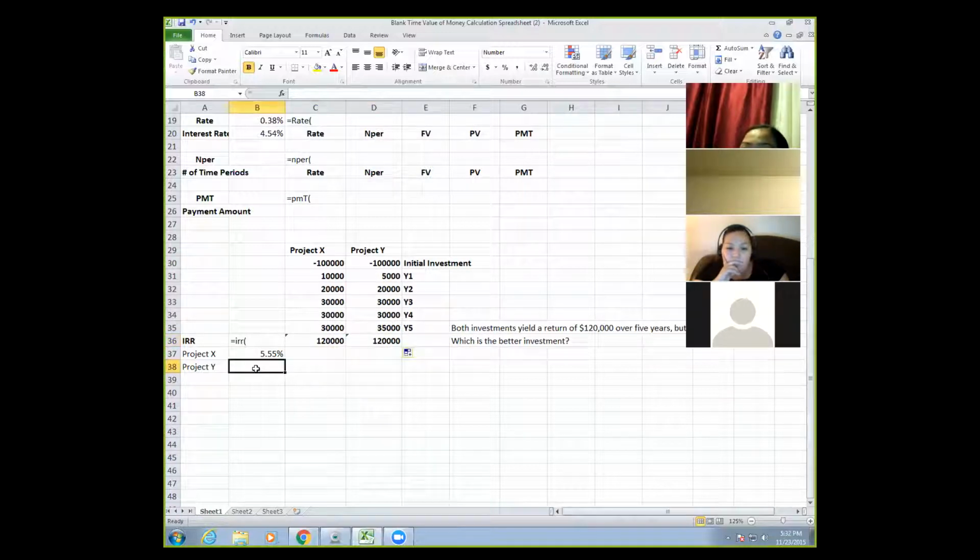So before I do the IRR for project Y, do you think it's going to be a higher or lower rate of return than project X? They both earn the same amount over 5 years, but in different time periods.